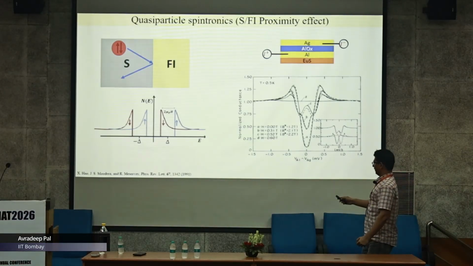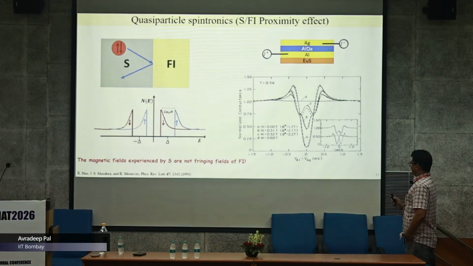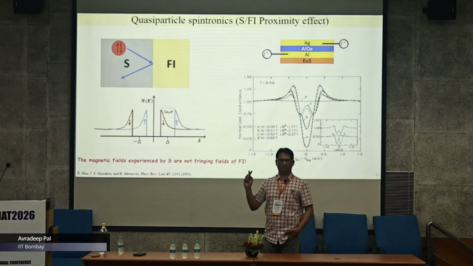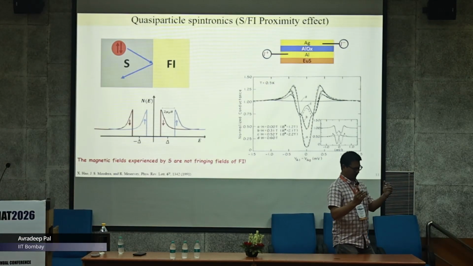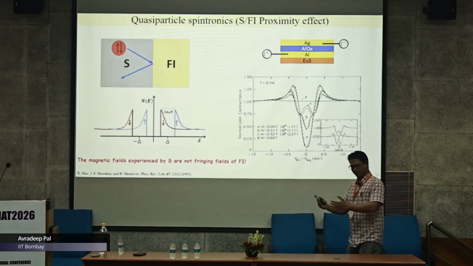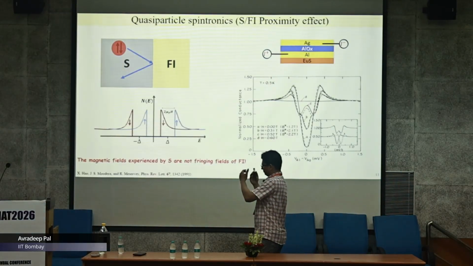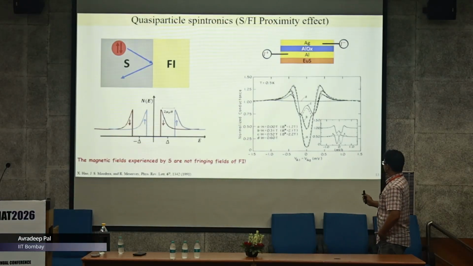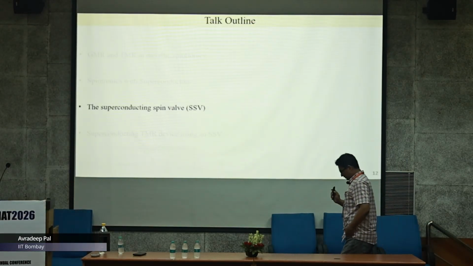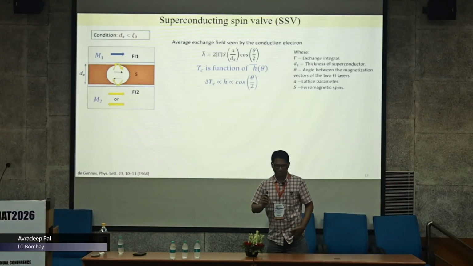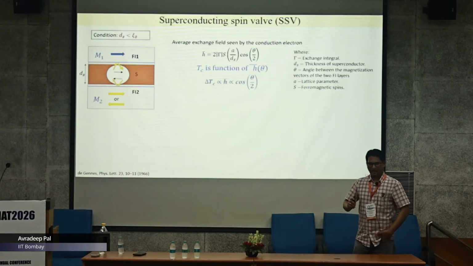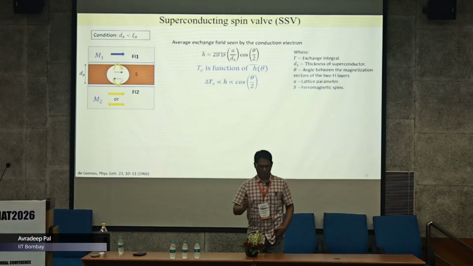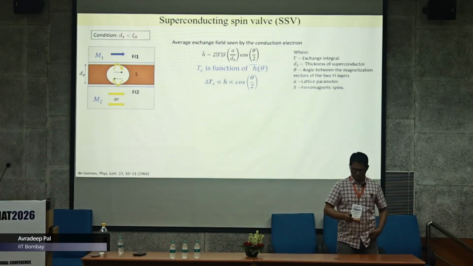Then comes one very important thing. This effective field is not the lines of force of the ferromagnet coming out. It is actually the effective molecular Weiss field inside the ferromagnet that is extended onto the superconductor. This brings me to the next important idea. This was proposed by de Gennes. He won the Nobel Prize for his work on polymers, but did a lot of foundational work on superconductivity before he moved on to polymers.